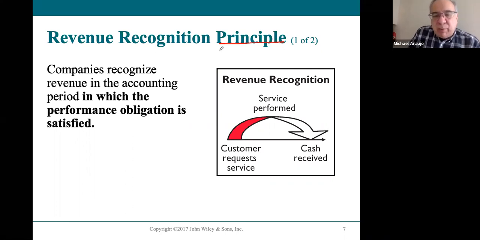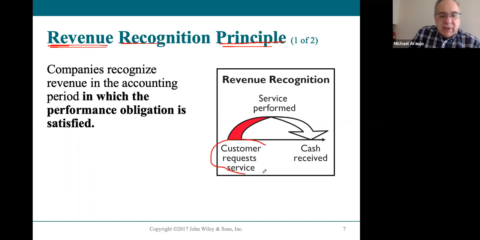And so one of the principles that you'll need to know is something called the revenue recognition principle, which basically says that you have to recognize revenue in the time period that it was earned, not when you got paid for it. Okay.